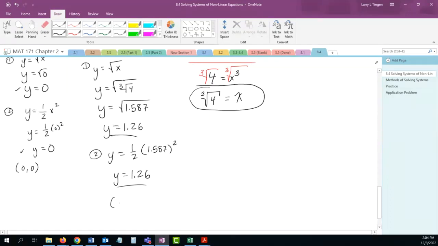So that means the point (1.587, 1.26) is also a solution. So the solution set contains 2 points, and they are (0, 0) and (1.587, 1.26). Close the set.